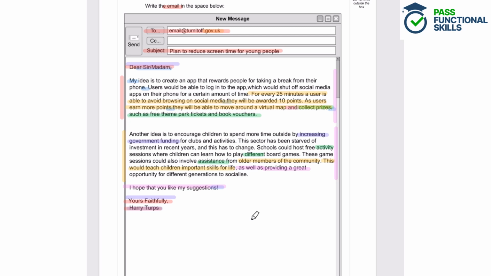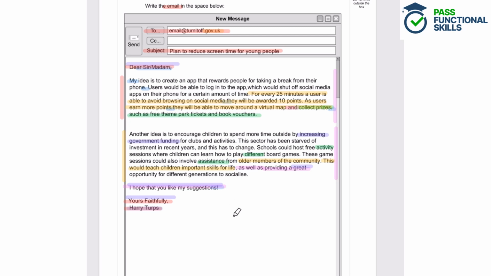The tone of the answer is quite hopeful because we're trying to encourage the government and persuade them that our ideas are the best. So we have adjectives like great opportunity for different generations to socialise. And we have this nice, I hope you like my suggestions at the end with a little bit of an exclamation to make the answer a little bit less formal and to draw the reader in.